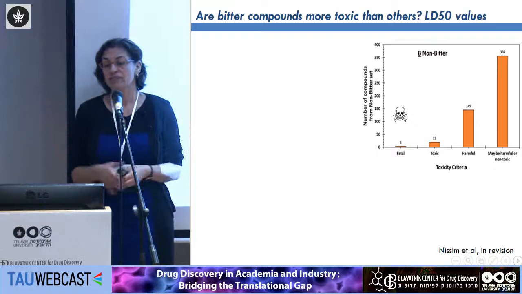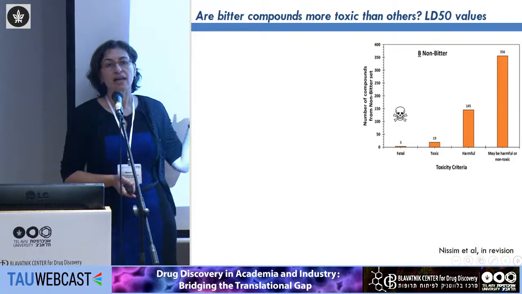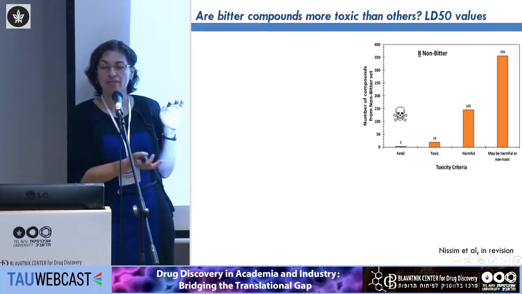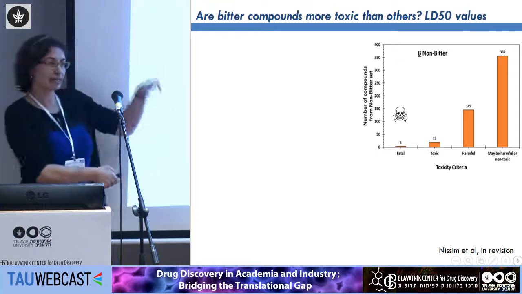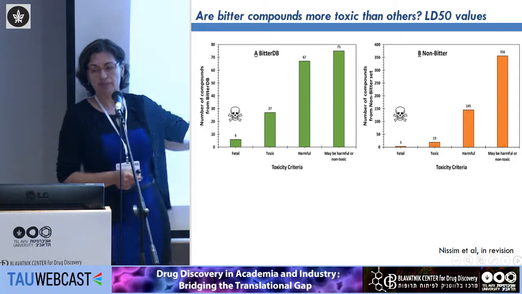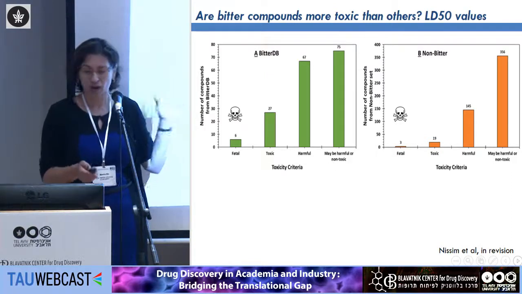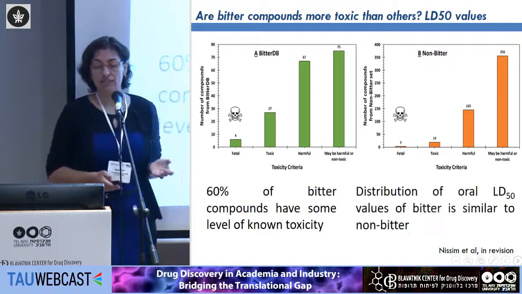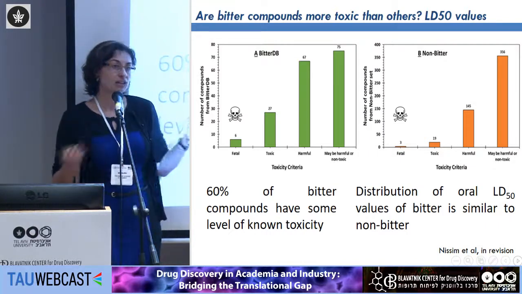And there are others for which no LD50 is known, but if you're looking at these known ones, this is the situation for non-bitter. Before we did this analysis, I was expecting, based on what we know, that within the bitter group we would have a lot of these guys here, toxic and fatal, and less of the others. However, that's the picture we get. So basically the same trend, maybe some specific difference, but basically the same trend. Not so many fatal, most of them harmful or hardly harmful. So 60% of bitter compounds have some level of known toxicity, but the distribution of oral LD50 values for bitter is kind of similar to non-bitter.